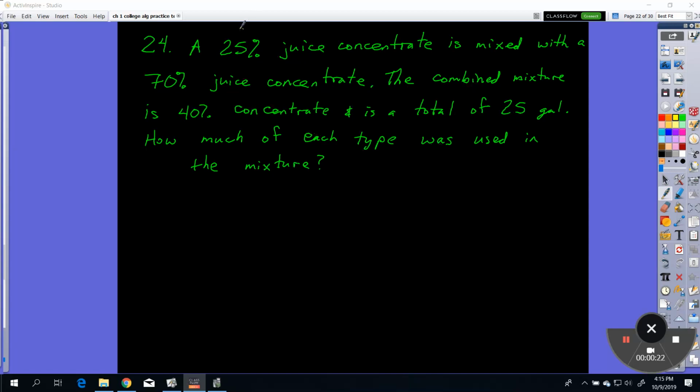So if I call this one amount X, this one is going to be 25 minus X gallons, because I know together they have to make 25. So whatever I use in this one is going to be 25 minus that amount. So what I know is that I have 0.25 of some amount plus 0.7 of 25 minus some amount equals 0.4 of 25. So now I have my problem set up.